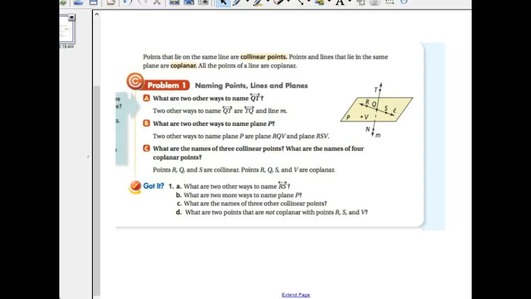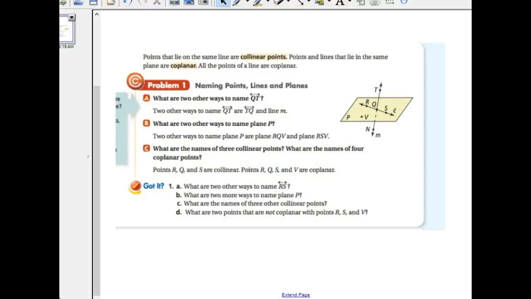Okay. Now, let's look at the points here. If I can get my pen to work. If we look at the, got it, what are two other ways to name RS? Well, we could call RS QS, or we could just call it line L.